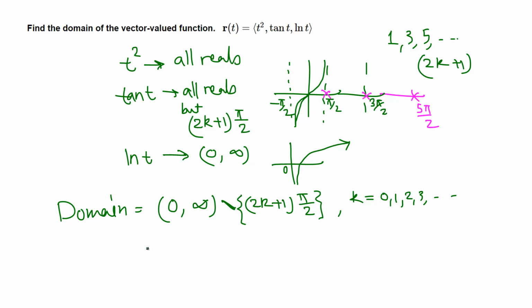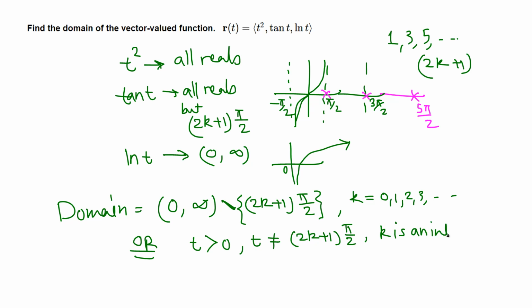Or we can write t must be positive on the right side, and t cannot be equal to 2k plus 1 pi over 2, where k is an integer. Okay, final.